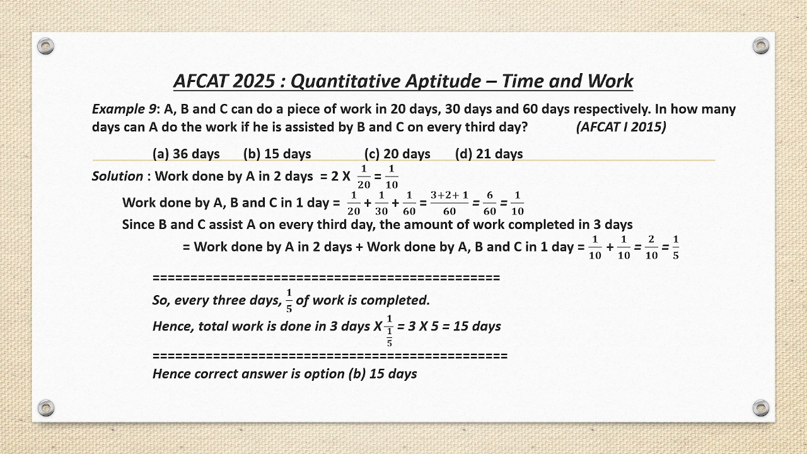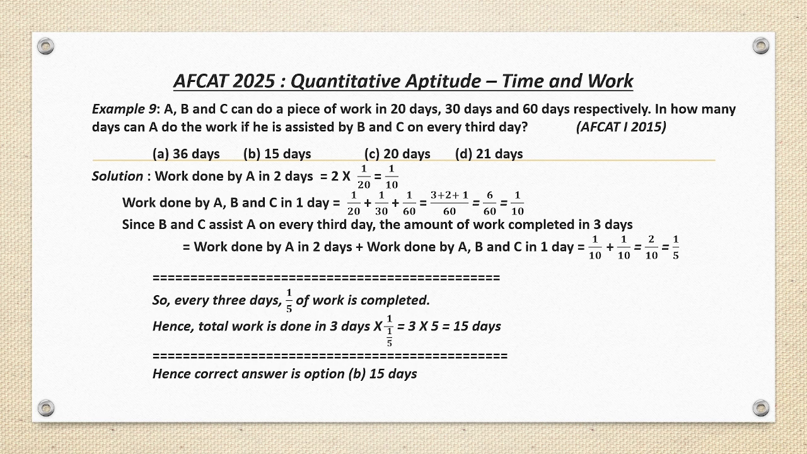Whereas in the first 2 days, A has already done 1/10. So, how much work they have done at the end of third day? That is 1/10 plus 1/10, which is 1/5. Right. So, here please observe this observation. Every 3 days, 1/5 of work is completed. Right. Now, simply the total work, if in 3 days 1/5 is completed, total work will be 3 into 5, 15 days. That's all. Right. So, how many days can A do the work if he is assisted by B and C on every third day is 15 days. That is the answer.